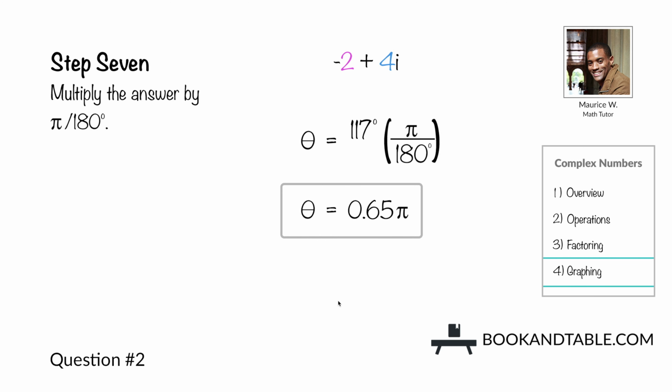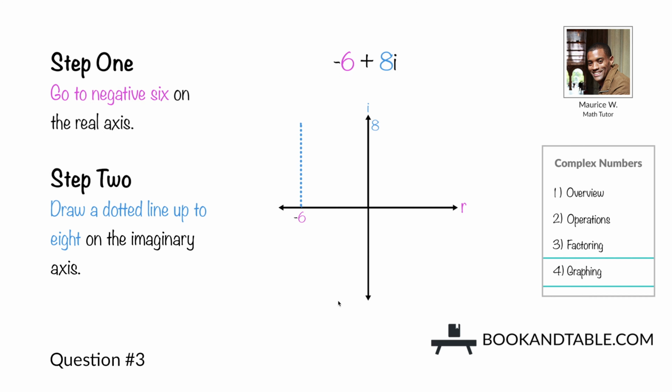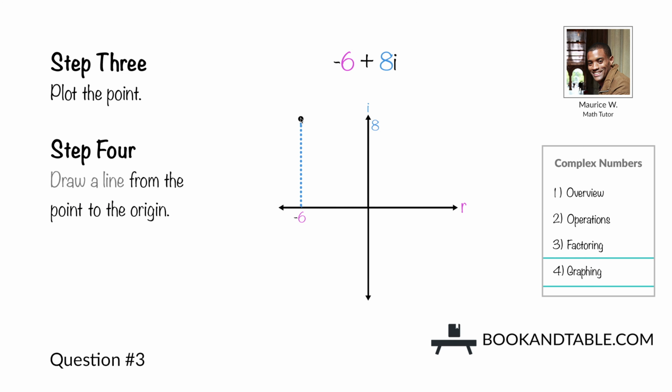Question number 3, you were asked to find the argument of -6 plus 8i. Step 1, go to -6 on the real axis. Step 2, draw a dotted line up to 8 on the imaginary axis. Step 3, plot the point. Step 4, draw a line from the point to the origin, letting us know that this angle closest to the origin is alpha. And our right triangle has an adjacent side equal to 6 and an opposite side equal to 8.